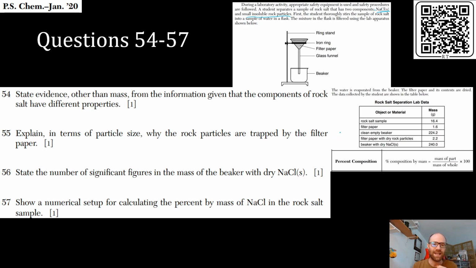So other than mass, how do we know that the different components have different properties? I think this word insoluble here is our biggest piece of information. I could go to Table F to check the solubility of sodium chloride, but hopefully at this point in the year, that's a piece of information that you've collected and taken ownership of. So for solubility, I'm going to state the evidence. Sodium chloride solid is soluble. We're not looking at mass, but it says explicitly the rock particles are insoluble.